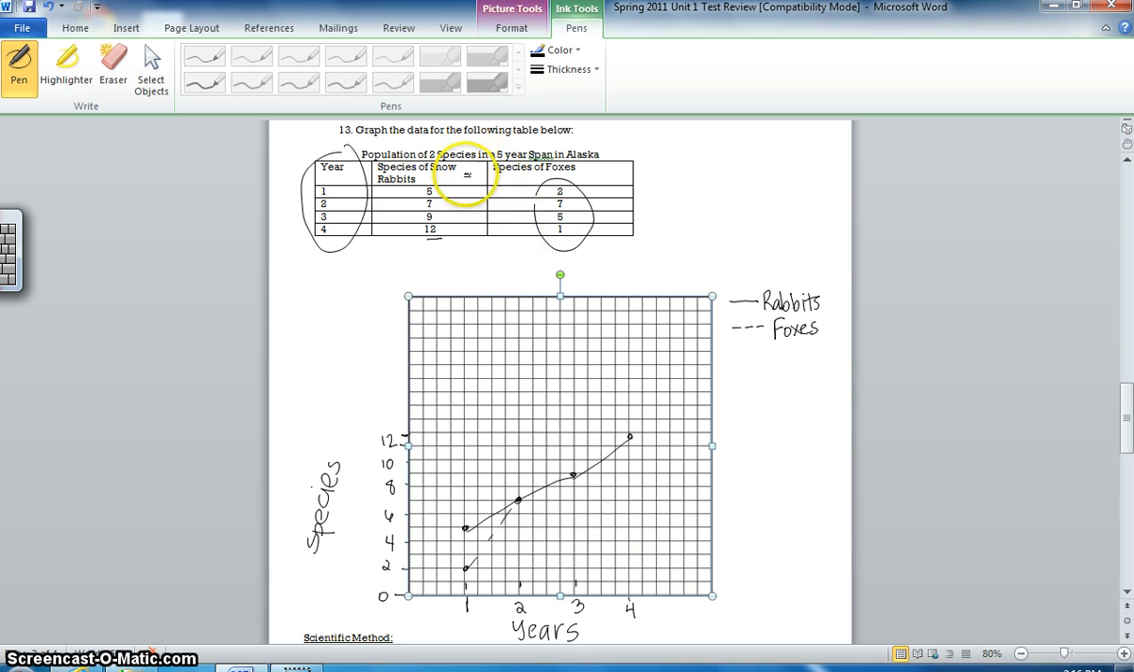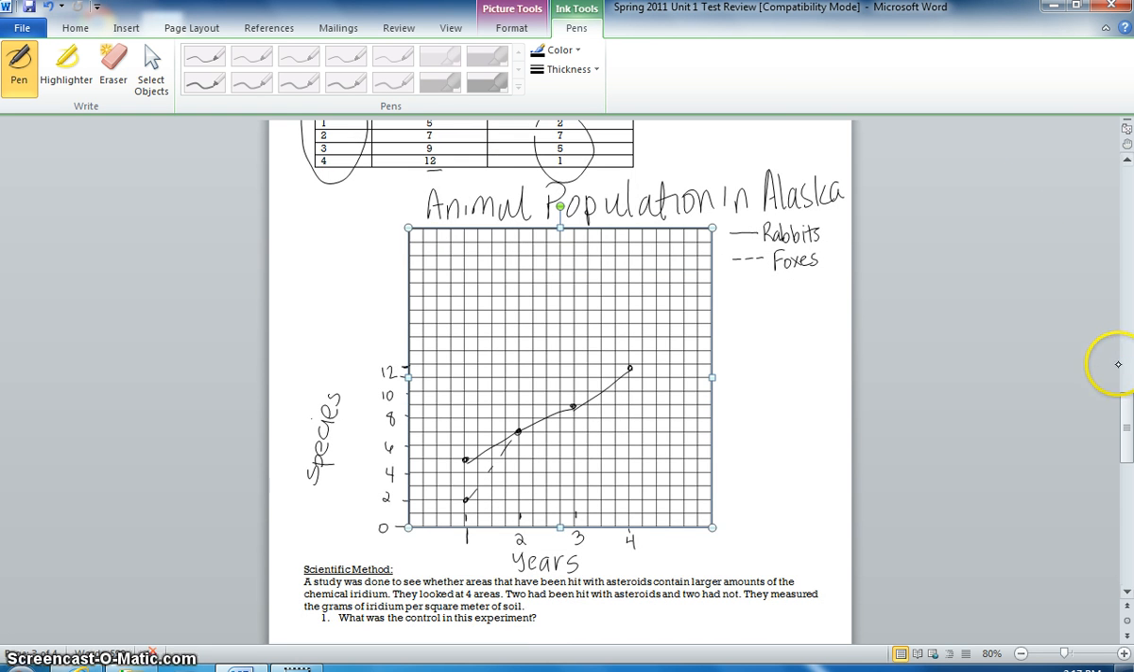Don't forget to give it a title. So we can say animal population in Alaska. So try to be specific when you guys do your titles. Okay.